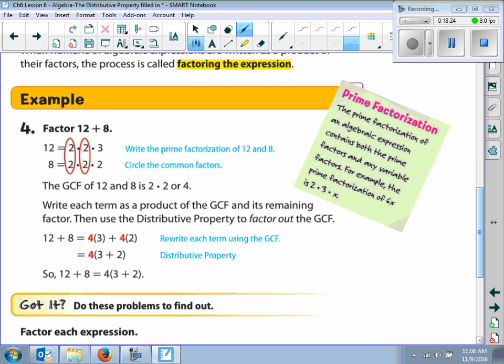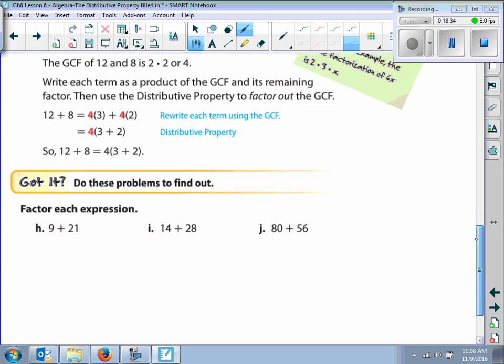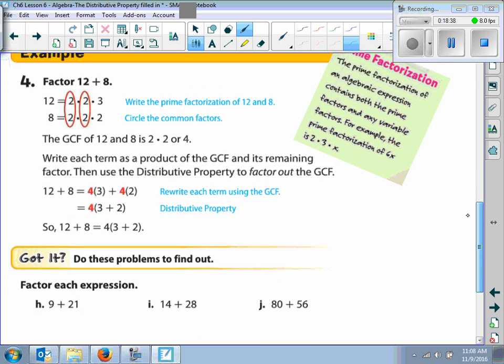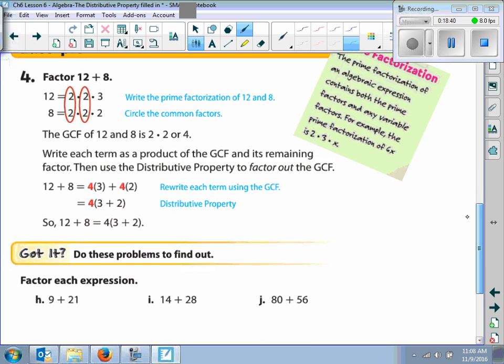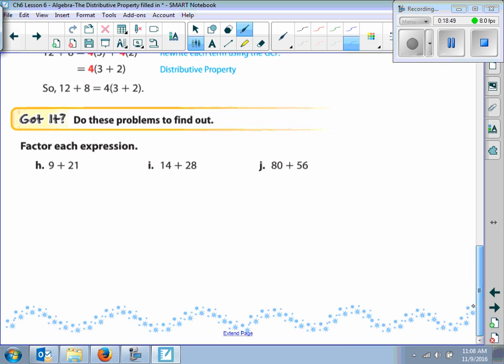Let's do some together. Okay? That was the answer, 4 times 3 plus 2. Because they're just asking you to, what are they asking you to do? Where is it? Write each term as a product of a GCF, and we are just factoring the sum. Okay? So here we have 9 plus 21.